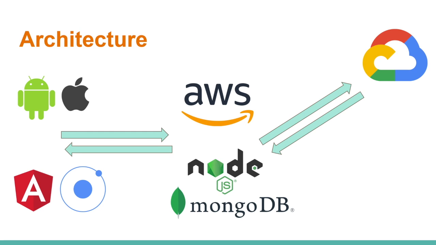So this is our general architecture. As you can see, there's a front end, there's a back end, and there's also a third-party Cloud Vision API. This is because we figure, why reinvent the wheel? There's already text scanning out there.